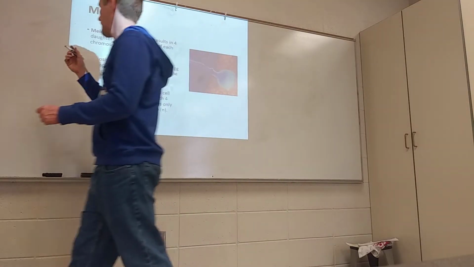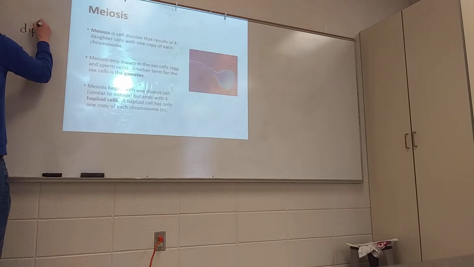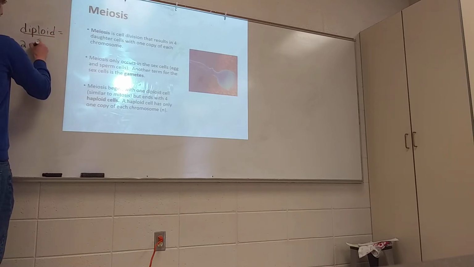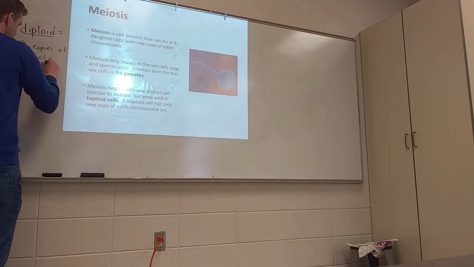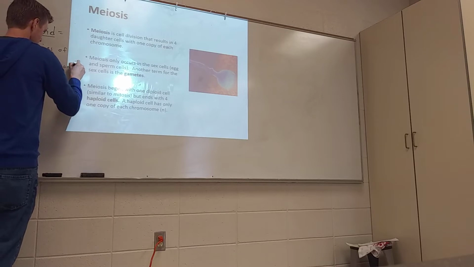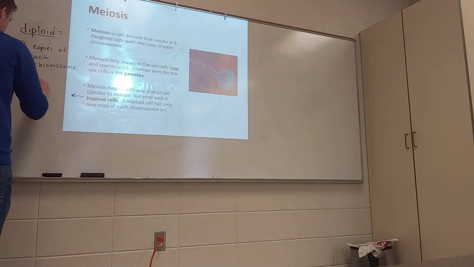If you remember from the last recorded lecture, the word diploid. Diploid means that something has two copies of each chromosome. So what does it mean if something has only one copy? Well, the word for that is haploid.